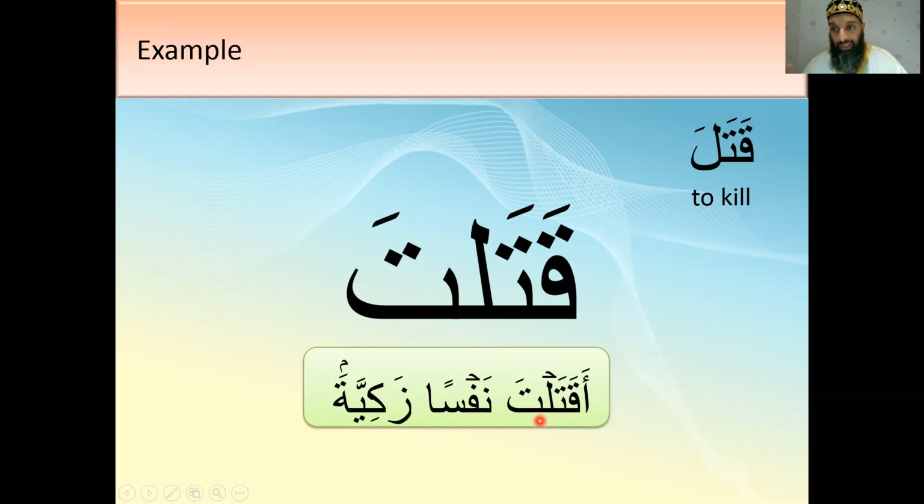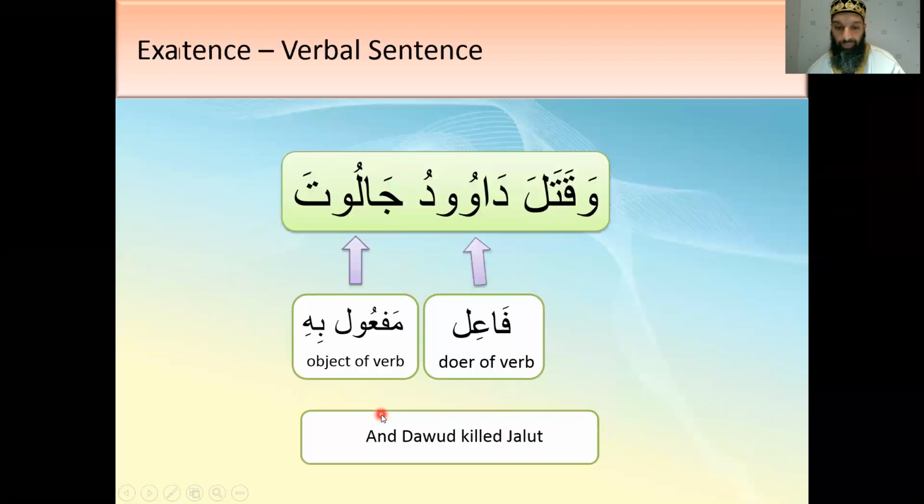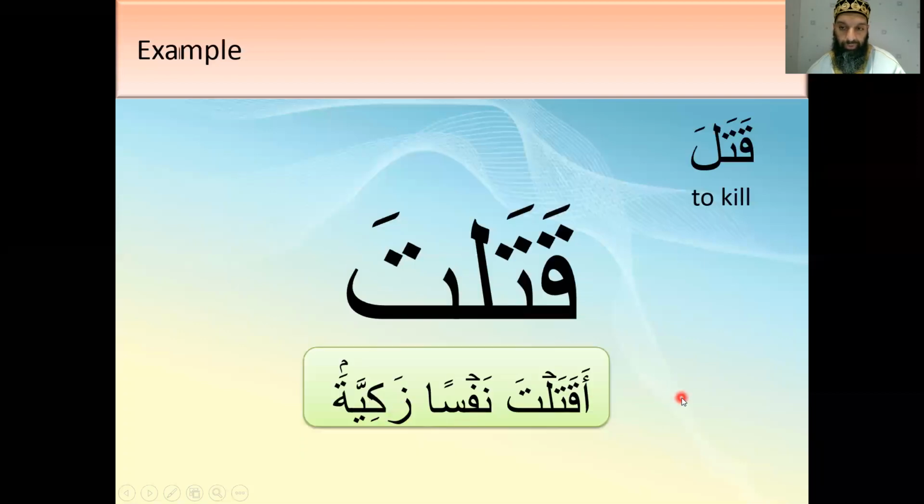You could even say hal. Sometimes a question in Arabic begins with hal, sometimes it begins with a, and sometimes you just raise your voice. Qatalta, did you kill? Right, so look at this one. Did you kill a soul, nafsan, pure, zakiyatan? Oh, I didn't put the translation. So that comes in the Quran. Can you see qatalta is coming in the Quran? Qatalta, past tense, did you kill?